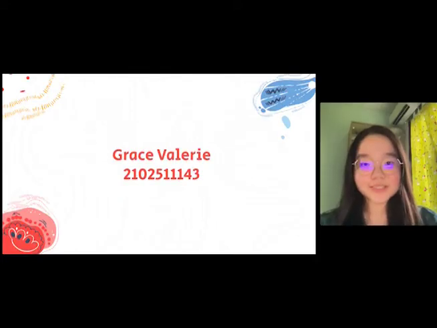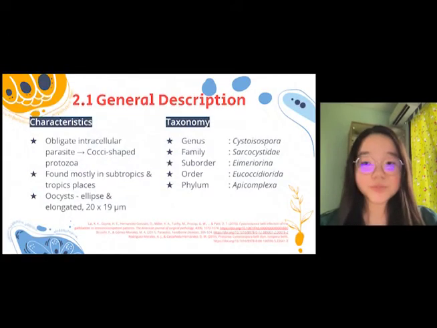Let me introduce myself. My name is Valerie with the last three-digit number 143, and in this presentation I'm going to present the general characteristics of Isospora belli. Isospora belli is an obligate intracellular parasite. In detail, Isospora belli is a protozoa that is shaped like a coccus and is found mostly in tropical and subtropical places. Its oocysts are ellipse-shaped and elongated with a dimension of 20 × 19 micrometers.